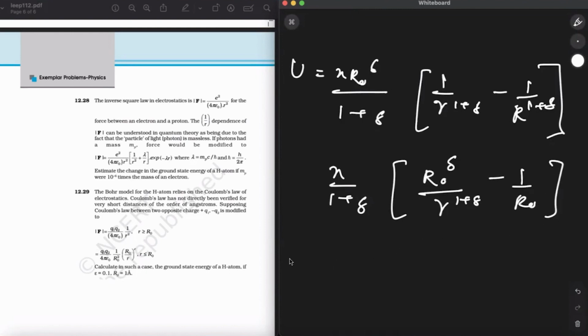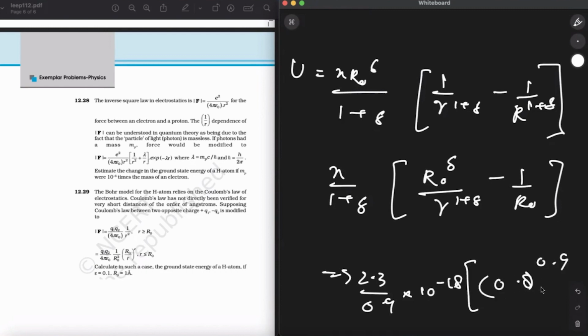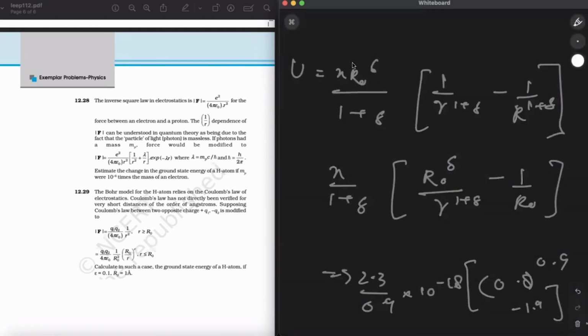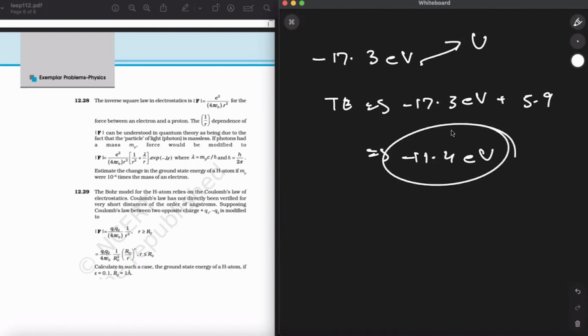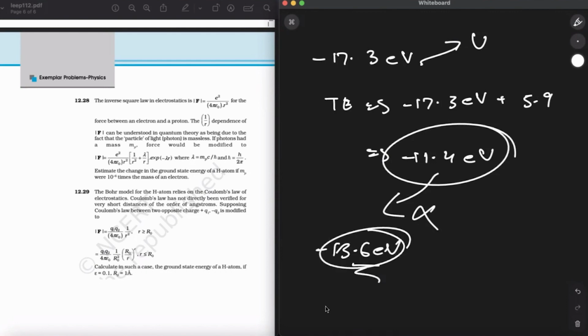So putting the values over here and solving, the answer will be minus 17.3 electron volt. Now the total energy in the electron ground state will be minus 17.3 electron volt plus 5.9, because this was only the potential energy previously calculated, plus the kinetic energy. It will be minus 11.4 electron volt, which is in contrast to the minus 13.6 electron volt energy that we previously used.